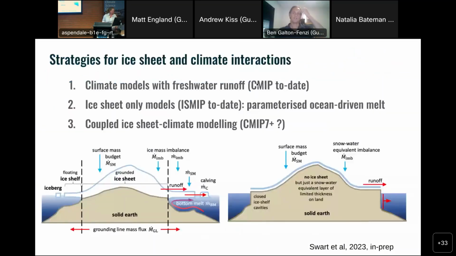So hopefully that slide's advanced okay. Yep, all good. Yep, that's great. It's probably easier to switch backwards and forwards.